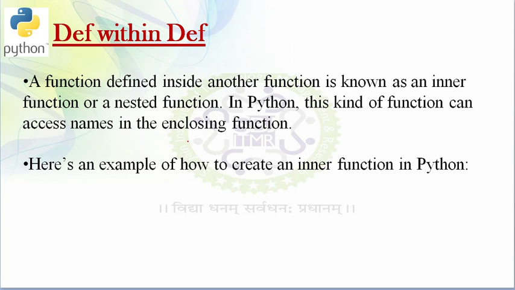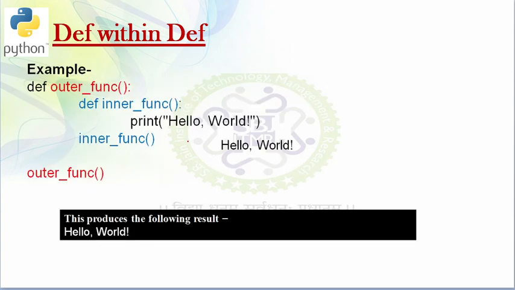The next concept is def within def. That means we can define one definition within another definition, and this type of definition within another definition is called a nested function. So we can define one outer function, and in that we can define one inner function. This type of function can access names in the enclosing function. Let's see with an example.